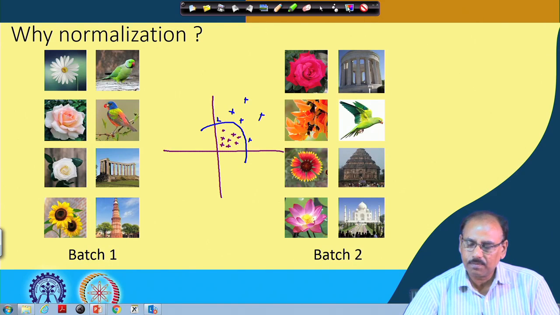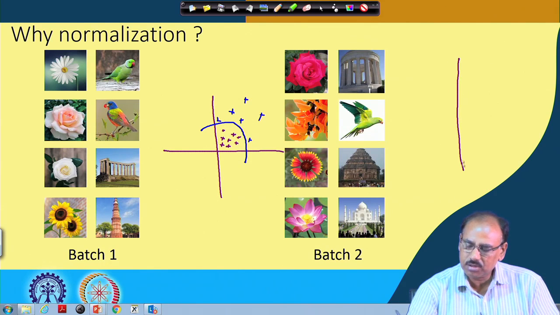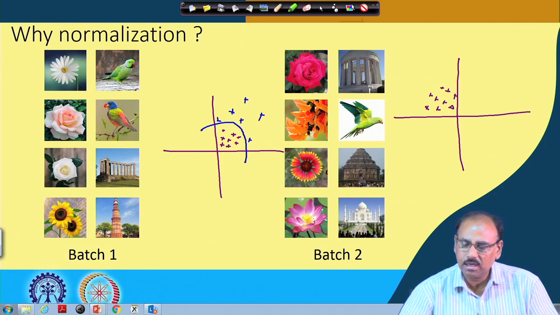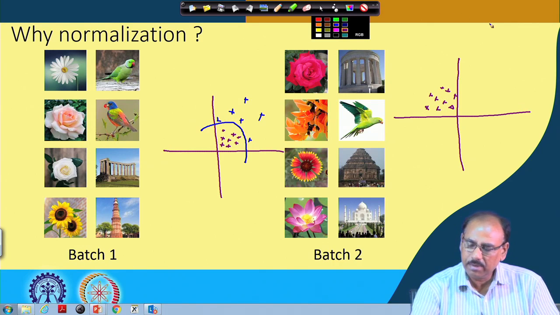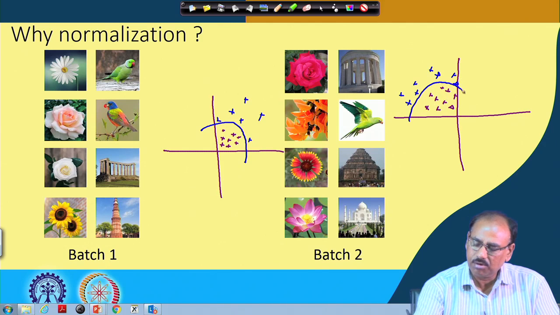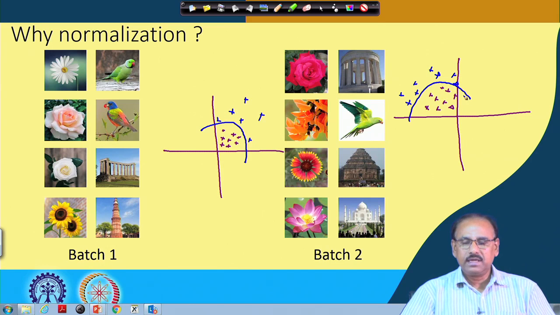Whereas in the second case, because now the flowers are more colorful, it is quite possible that the distribution of features for the images belonging to flowers will be something like this, whereas the distribution of features of the images which do not belong to the flower category may be something like this. As a result, your classification boundary will be something like this. So, now you find that though the images belong to the same category of flowers, because of their appearance, the computed features may have different distributions.